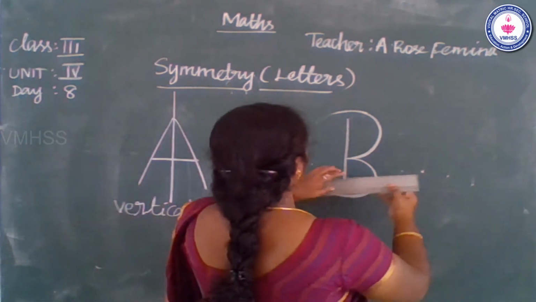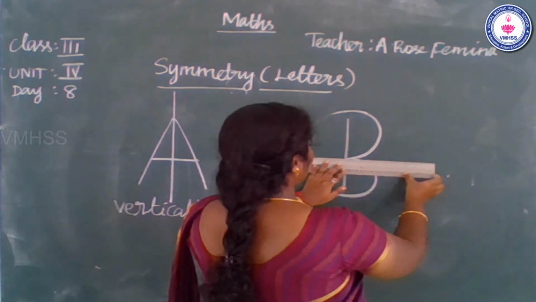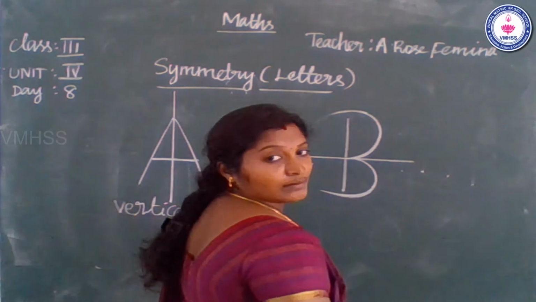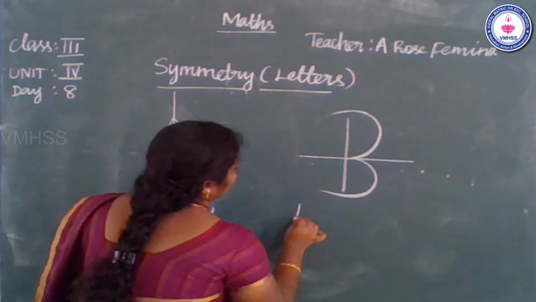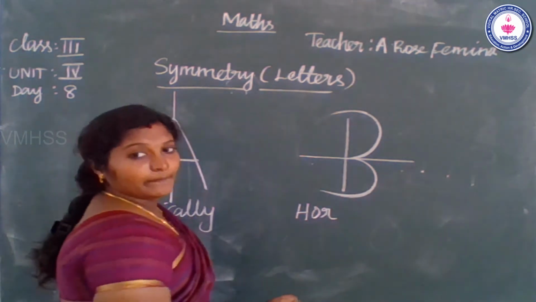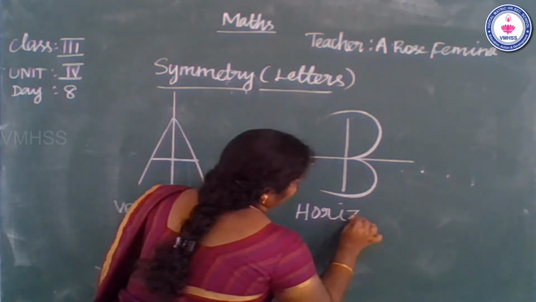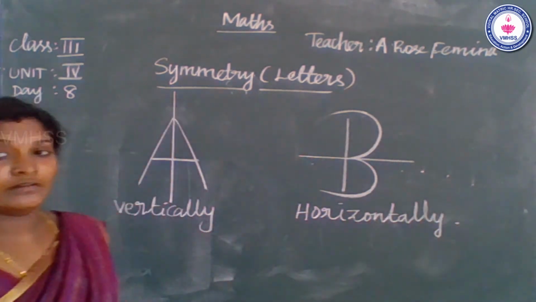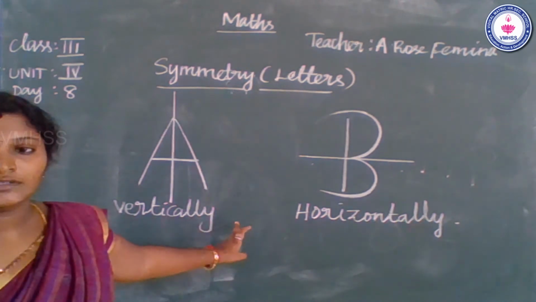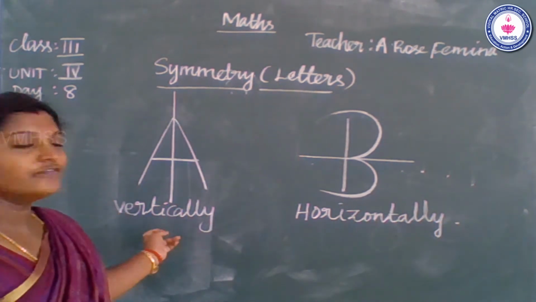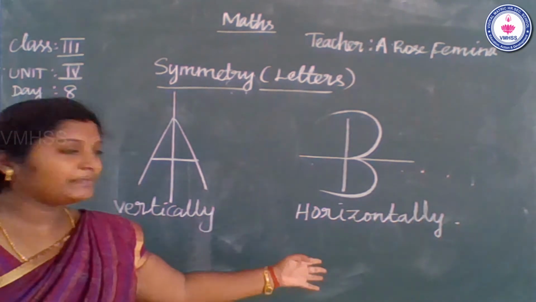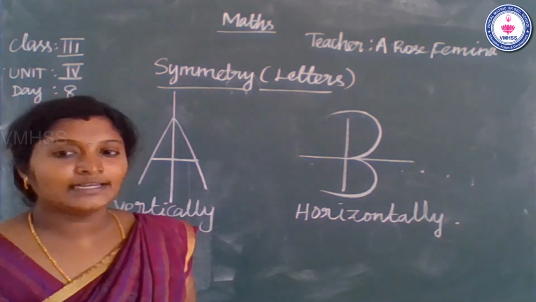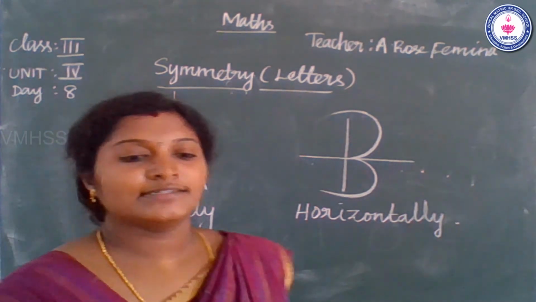Letter B. Take a ruler and use a sharpened pencil. Divide the B. So this line is horizontal. Carefully: letter A is vertically symmetric and letter B is horizontally symmetric. And letter O is both vertically and horizontally symmetric. See the next slide.